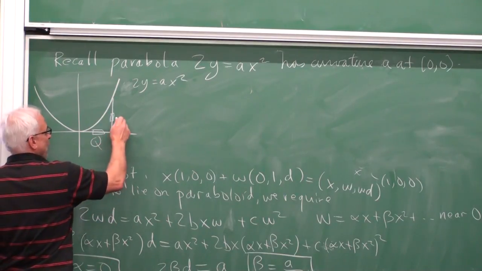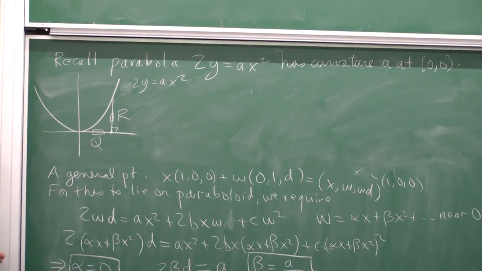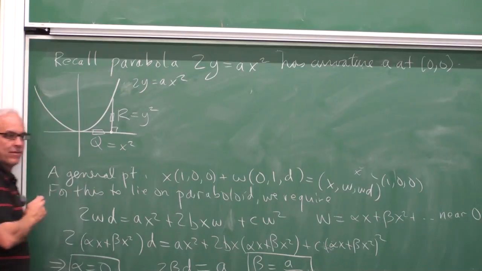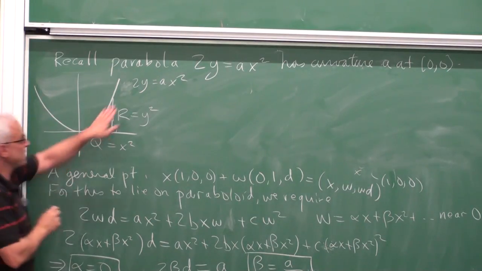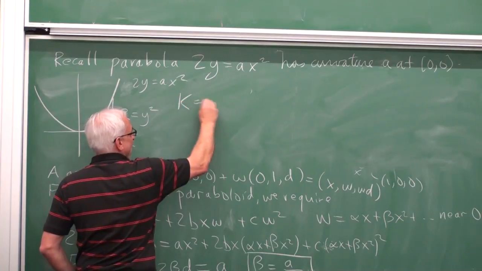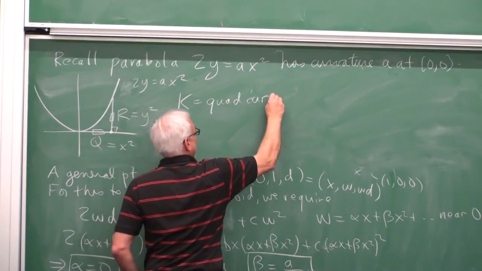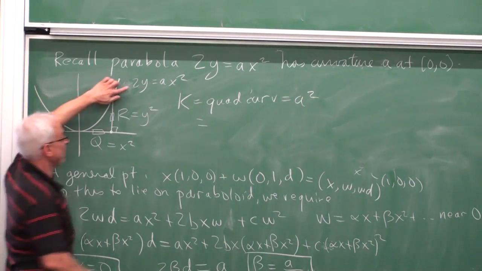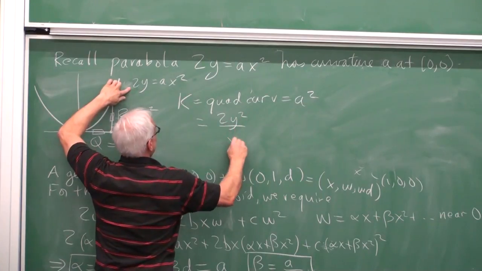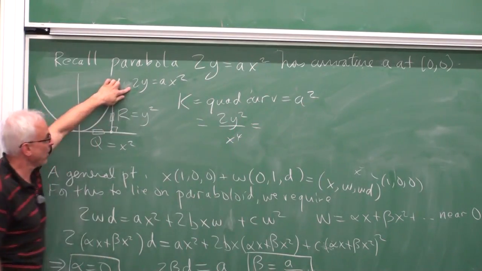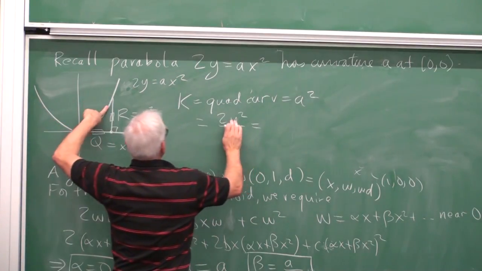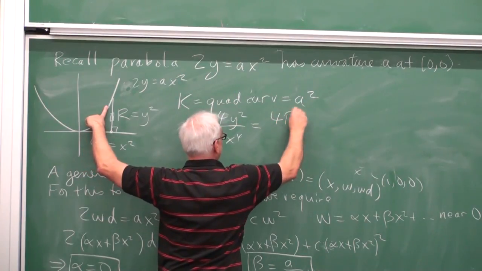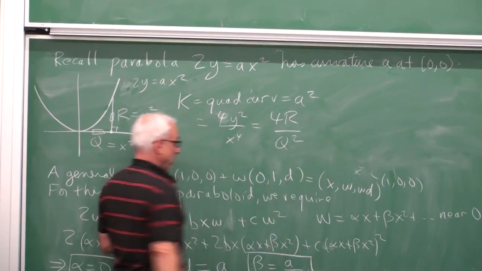So let's call these Q and R. Q will be x squared, and R is y squared. So what we're saying here is that the quadratic curvature, which is a squared, is the same as 2y squared over x to the fourth, which is, I have to square the 2, 4y squared over x to the fourth, which is 4r over q squared.